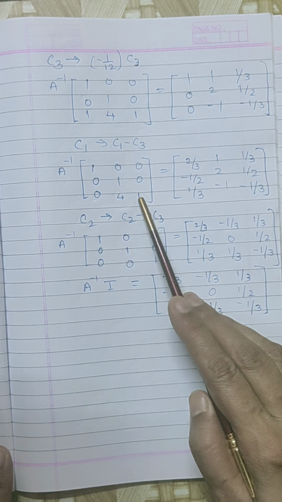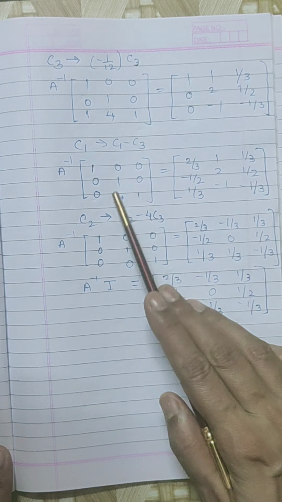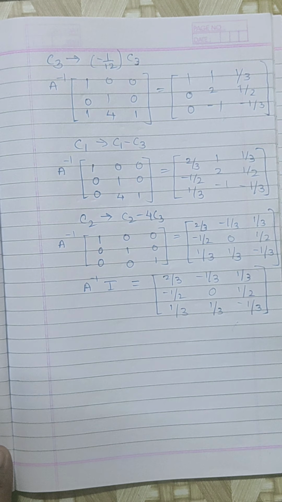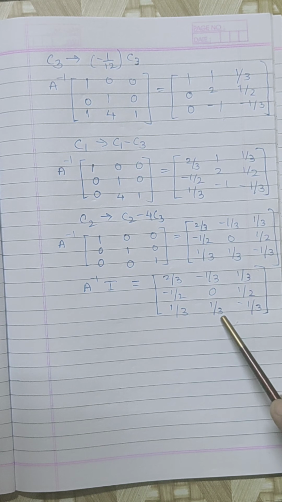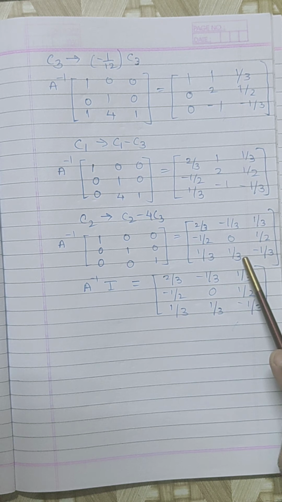So see, 1 is there, easily we can convert the remaining into 0. Here also C2 minus 4 C3: C2 minus 4 upon 3. So you will get 1 upon 3. Here half, here 0 is there, and C2 means 1 upon 3 minus 4 upon 3. So you will get minus 1 upon 3.